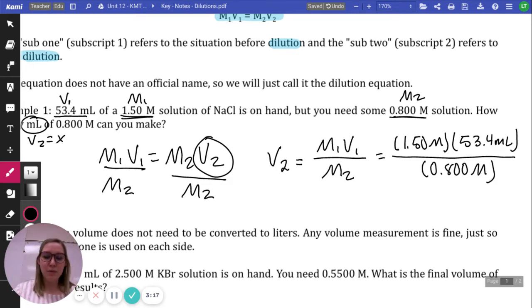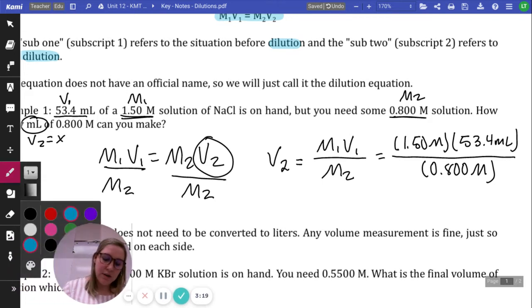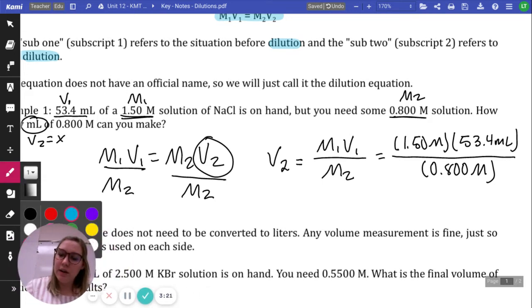All right, and then we're just plugging it into our calculator. I do want to show you guys that our units do cancel out here. So I have molarity on top, molarity on bottom, leaving me with milliliters as my final unit. And so I can plug it into my calculator, 1.5 times 53.4 divided by 0.8. And I get 100.125 when I do that.